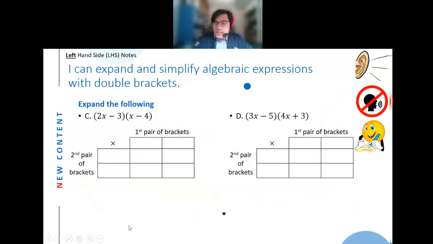All right, let's try a few of these examples. All right, so we have 2x minus 3, x minus 4, multiply them. So we have 2, x times x is x squared. X times negative 3 is going to be negative 3x. Negative 4 times 2x, negative and a positive is a negative. 4 times 2 is 8. And then we've got the x there. Negative 4 times negative 3, negative and a negative is a positive, and 4 times 3 is 12.